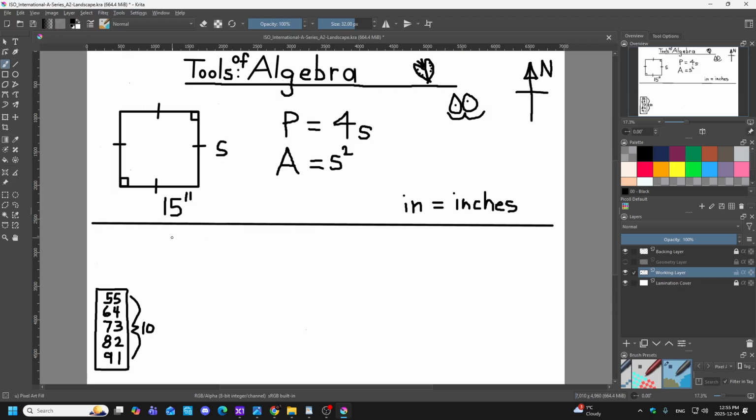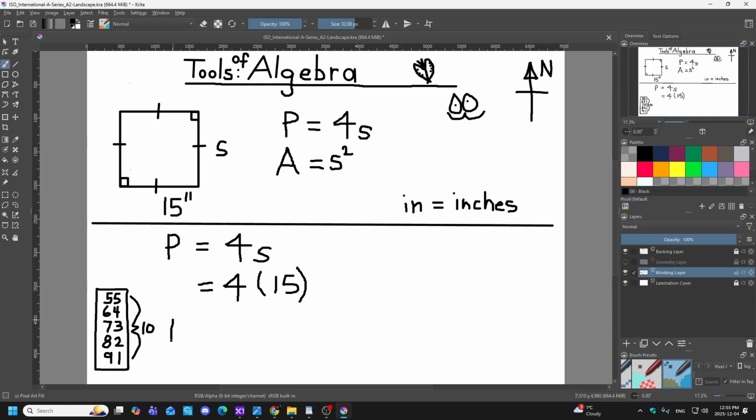Let's solve for the perimeter for S. 4 times 15. Okay.